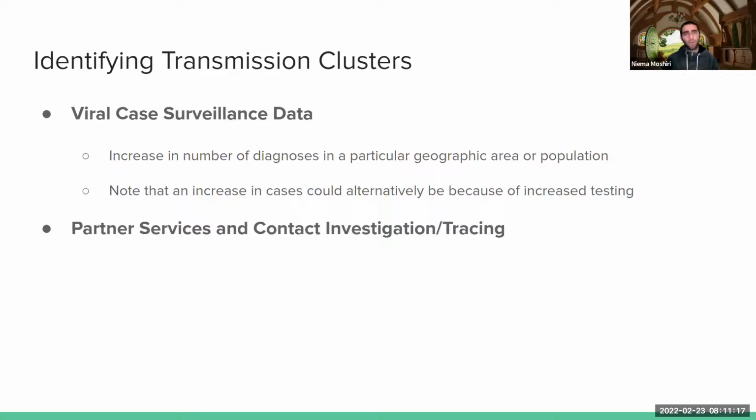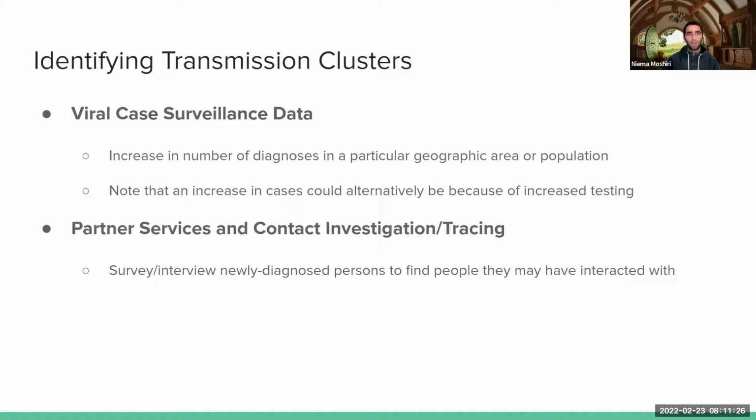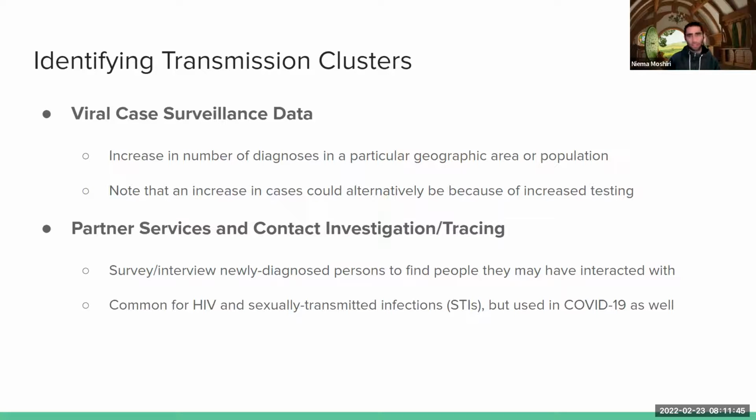Another possible way of identifying transmission clusters is through partner services and contact investigation, or contact tracing. Basically, if you encounter newly diagnosed persons, you can survey or interview them to find people that they may have interacted with. This happens with most diseases that I'm aware of, but especially with COVID-19 right now, contact tracing is really important. It's common for HIV and sexually transmitted infections, but we're using it in COVID-19 as well. Basically, we just ask folks, who have you interacted with, so that we can reach out to them and get them tested as well.